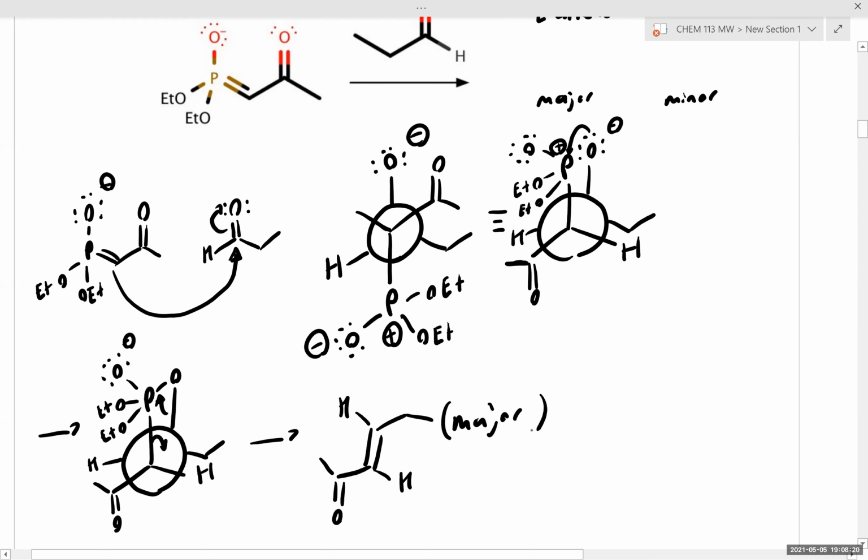Any questions on the mechanism and the Newman projections drawn for this reaction? Any questions on this reaction?